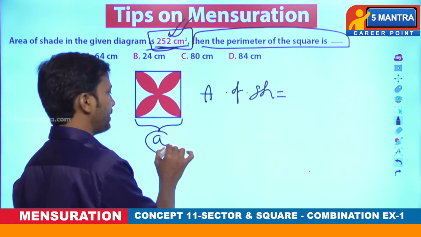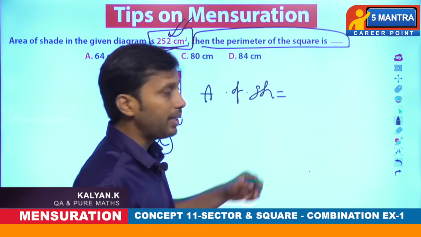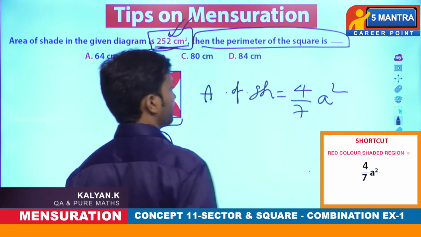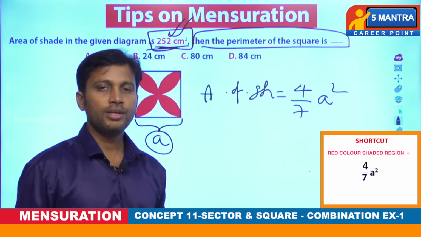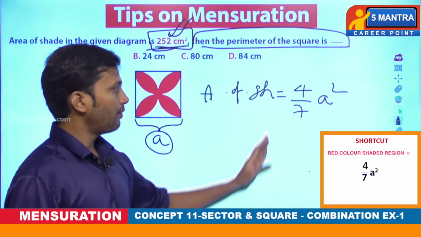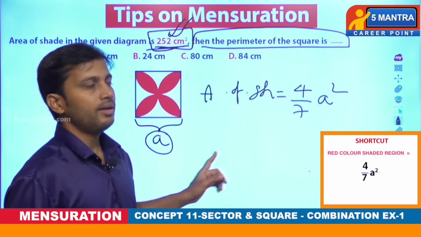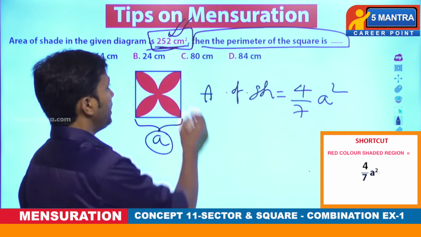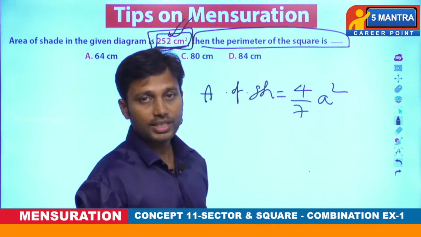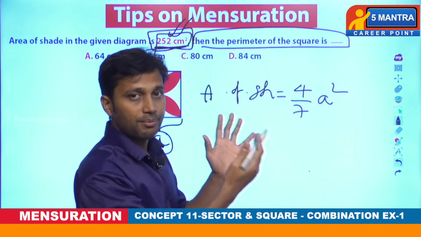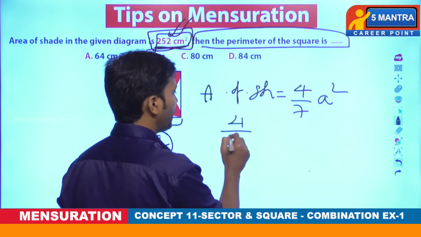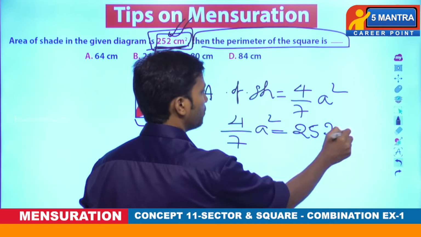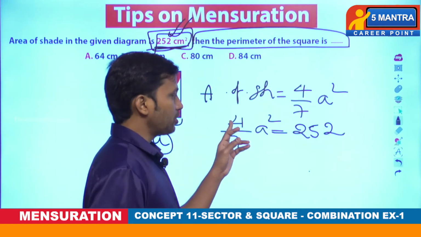Actually, when the side is A, the area of the shade would be, okay, how much is that? 4 by 7 A square. Area of the shade would be how much? 4 by 7 A square. So what do we have to do? According to the formula, what is the area of the shade? 4 by 7 A square. Whereas we have been given the value, that is 252 centimeter square. So can we equate them both or not? Okay, so we can make them equal. 4 by 7 A square value would be how much? 252.